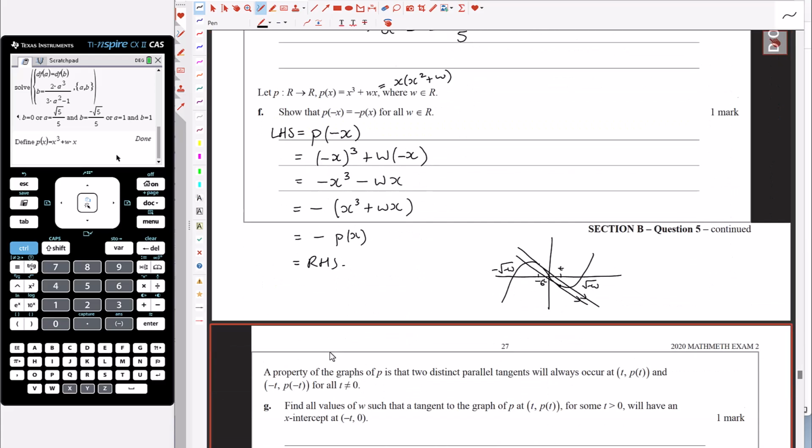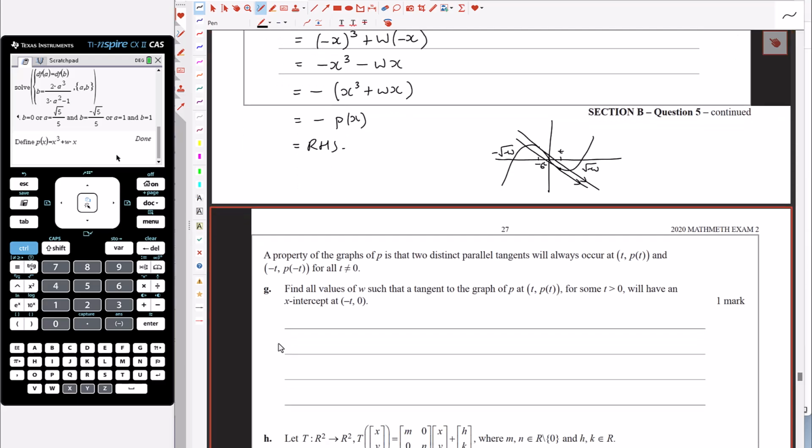So, find the values of w such that a tangent to the graph of P at t for some t greater than 0 will have an x-intercept at negative t. Okay, so yes, there'll be a tangent somewhere over here. Just let me draw something in. There'll be a tangent somewhere over here which will intersect at negative t.